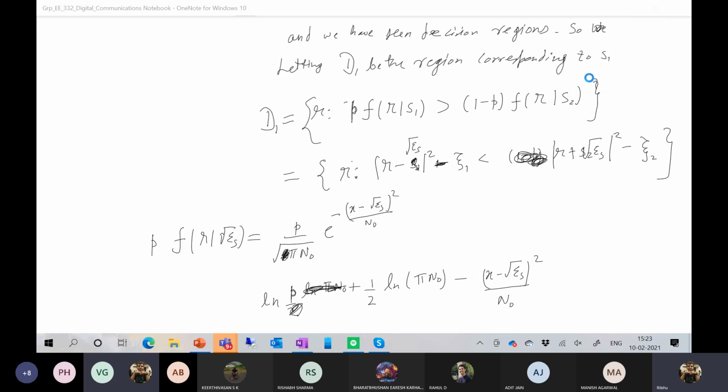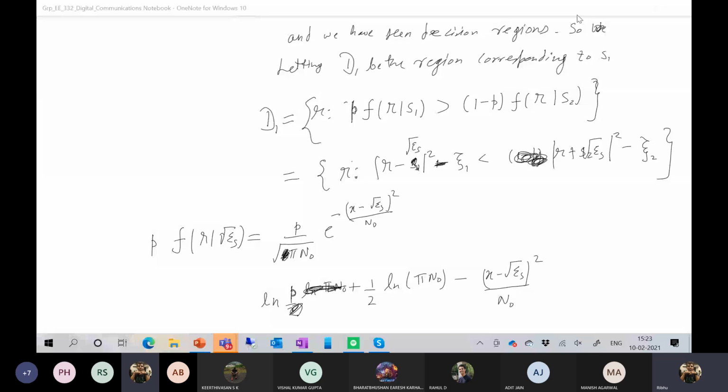Minus half ln pi N0, no? Yes, so half log. I'm taking the log of the entire thing, so then I'll take the minus sign. The minus sign is the next step.